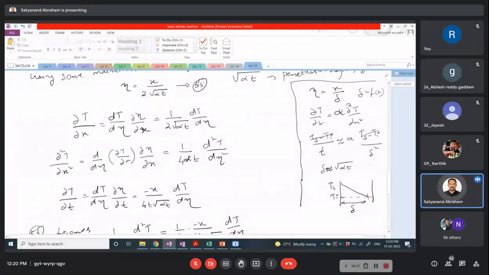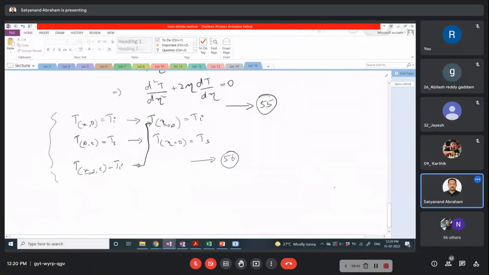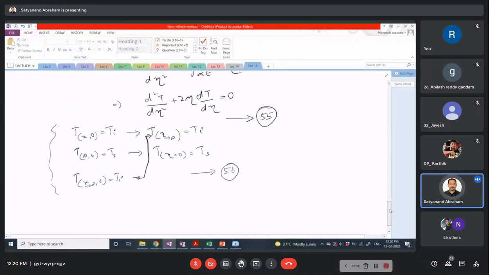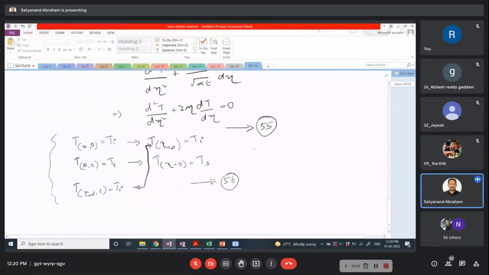Okay, so this is how we can get the feel for this. That's how we are getting these solutions, or that's how you are getting this PDE to ODE, and that's how you are converting your boundary conditions into the new variables. Now you can solve this.